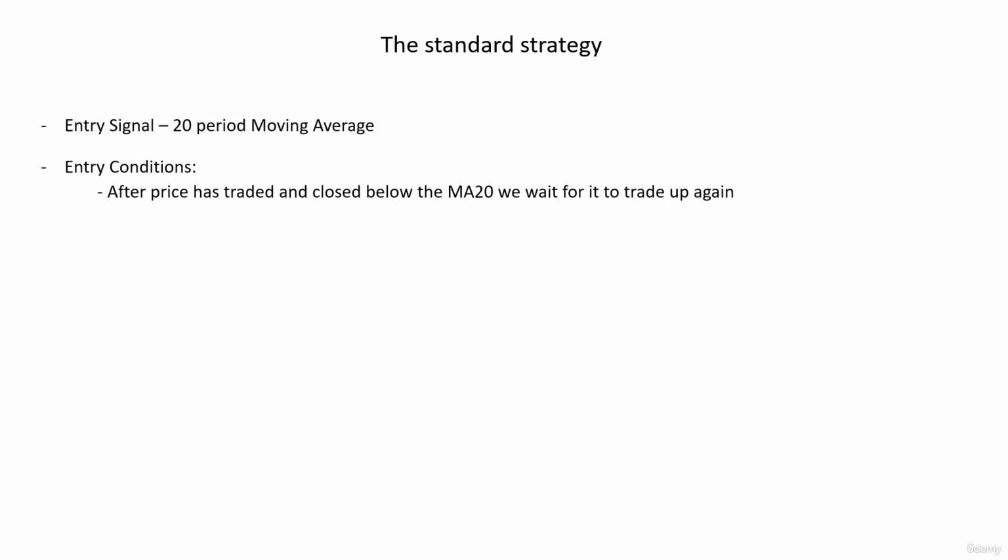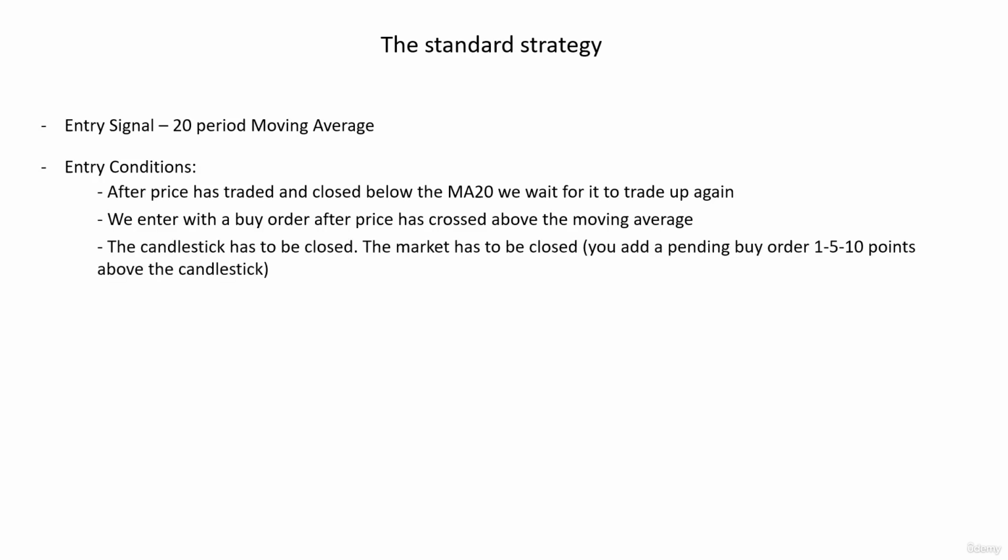So you are going to see, in hindsight, that the price is below. We wait for it to reverse and trade up again towards the moving average. We enter with a buy order after price has crossed above the moving average. So when you see that price crosses above that moving average, you get ready. You don't enter yet, but you get ready with all the calculations for a buy signal because the candlestick has to be closed. So this means that the market has to be closed.